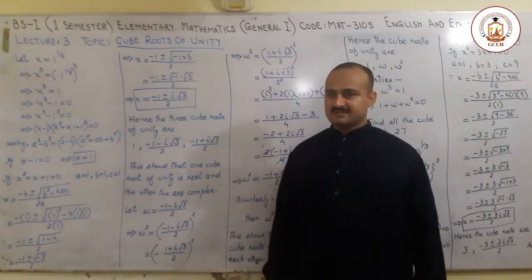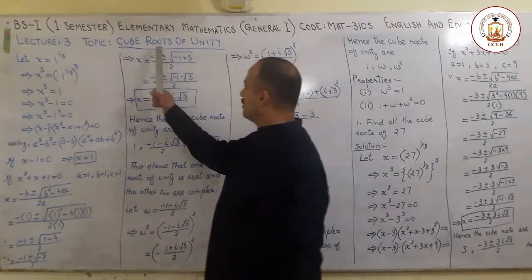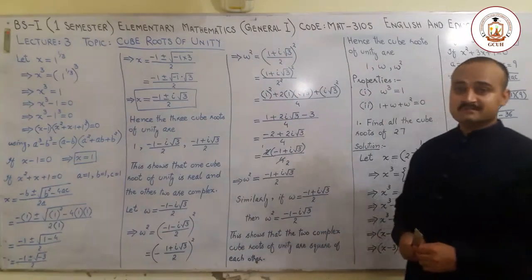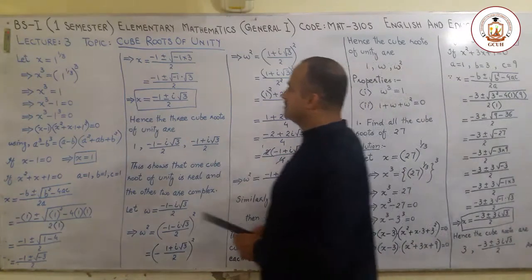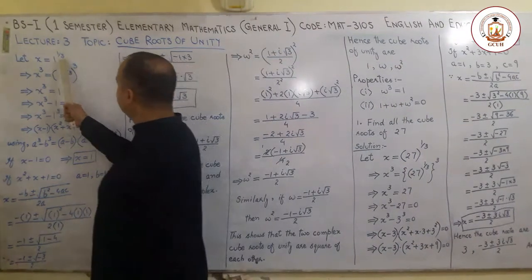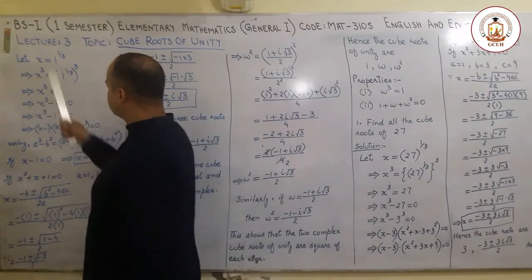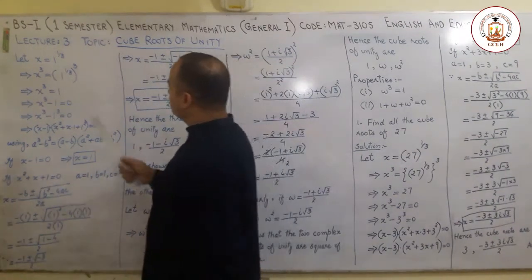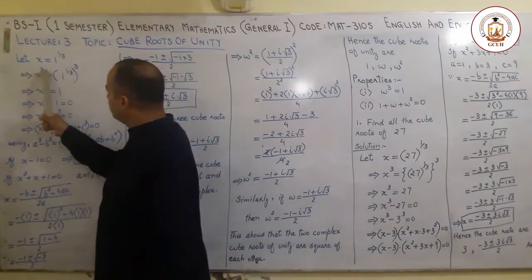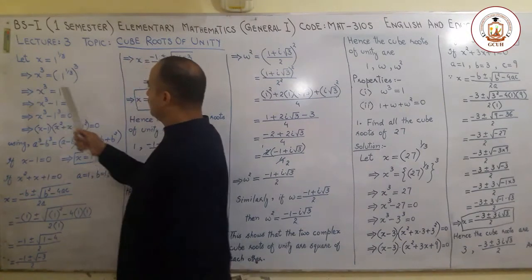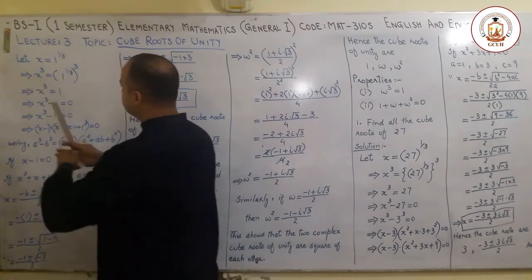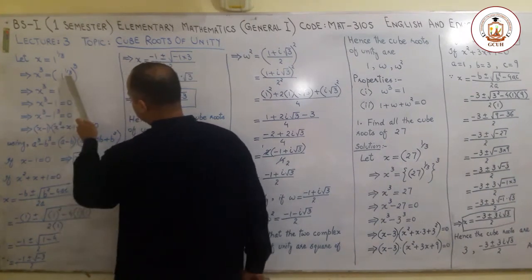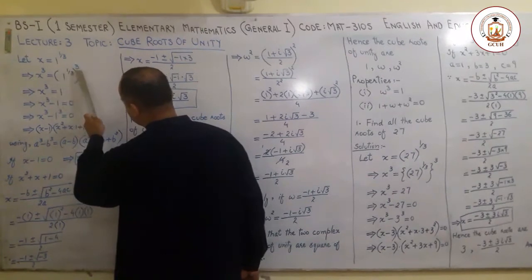So the next topic is cube roots of unity. Unity means 1. So let us suppose cube root of unity be equal to x. Then, in the next step, cubing both sides. So in the next step, in the left hand side we have x cube, and in the right hand side cube root of 1 whole cube.